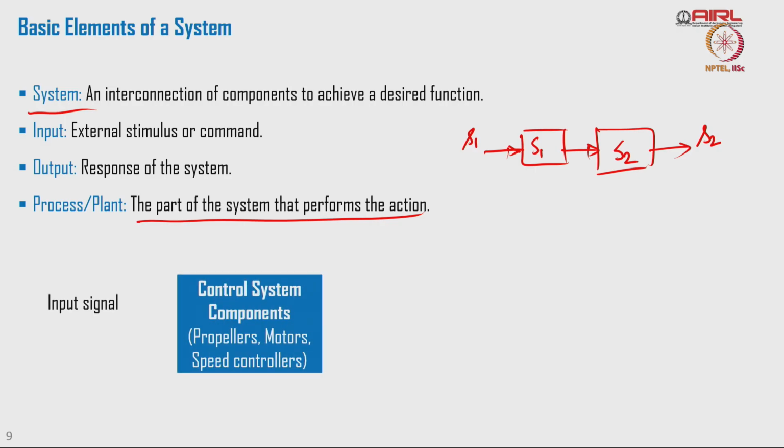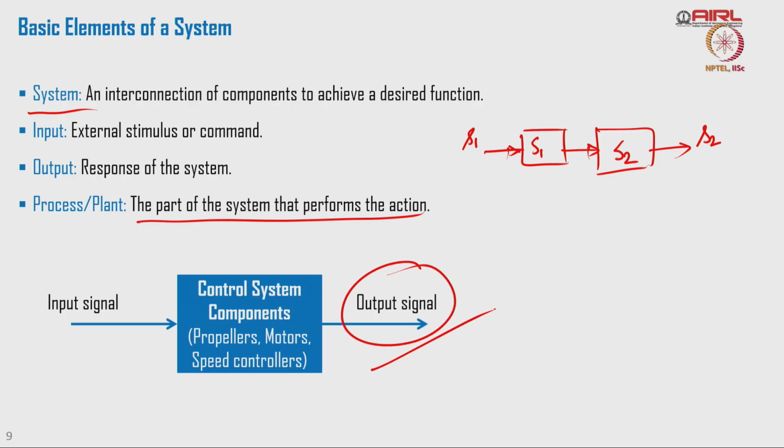Okay. So, in the case of drones, the control system components are like motors, propellers, speed controllers, etc. We give some input signal command, and what we are getting out of it should be a signal which is desired by us. We do not want anything undesired here. That is the objective of control system.